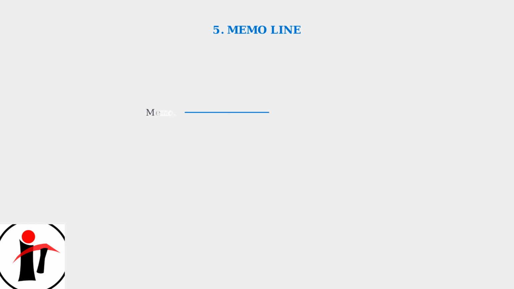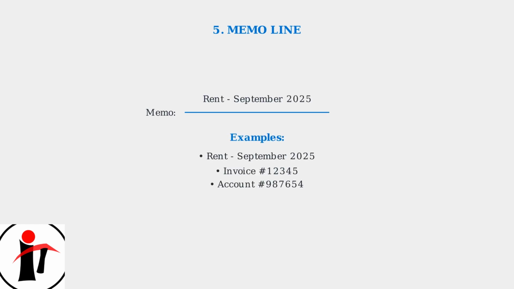Fifth, the memo line is optional but highly recommended for record keeping. Include account numbers, invoice numbers, or the purpose of payment. Examples include rent, September 2025, or invoice number 12345. This helps with tax preparation and expense tracking.